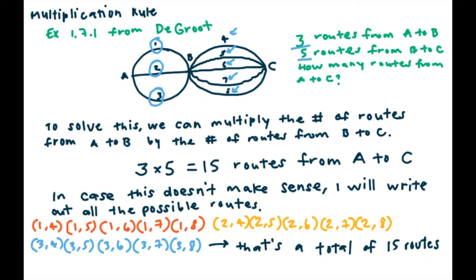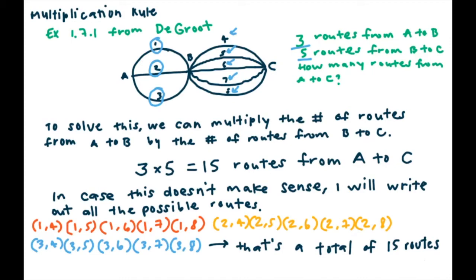To solve this, we can multiply the number of routes from A to B by the number of routes from B to C. From A to B, we got 3, and for B to C, we got 5. So 3 times 5 is 15, which tells me that there's 15 routes from A to C.